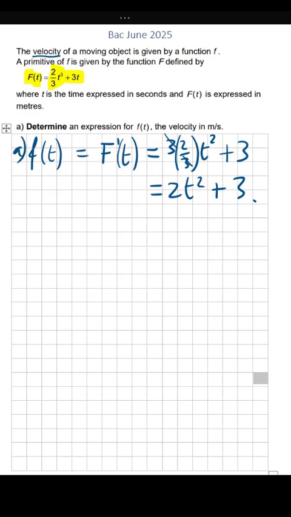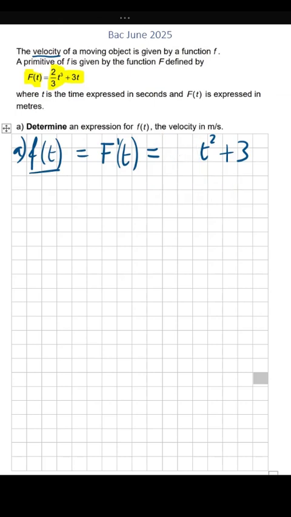Now, I would always say it's a good idea to go back to the question and make absolutely sure that I have answered the question. So what did part A ask me to determine? An expression for f of t, the velocity in meters per second. I said that little f of t was equal to capital F of t prime, and then I differentiated to find out what capital F of t prime would be. So there you go, that would be my f of t in meters per second. Great, that's my part A done.